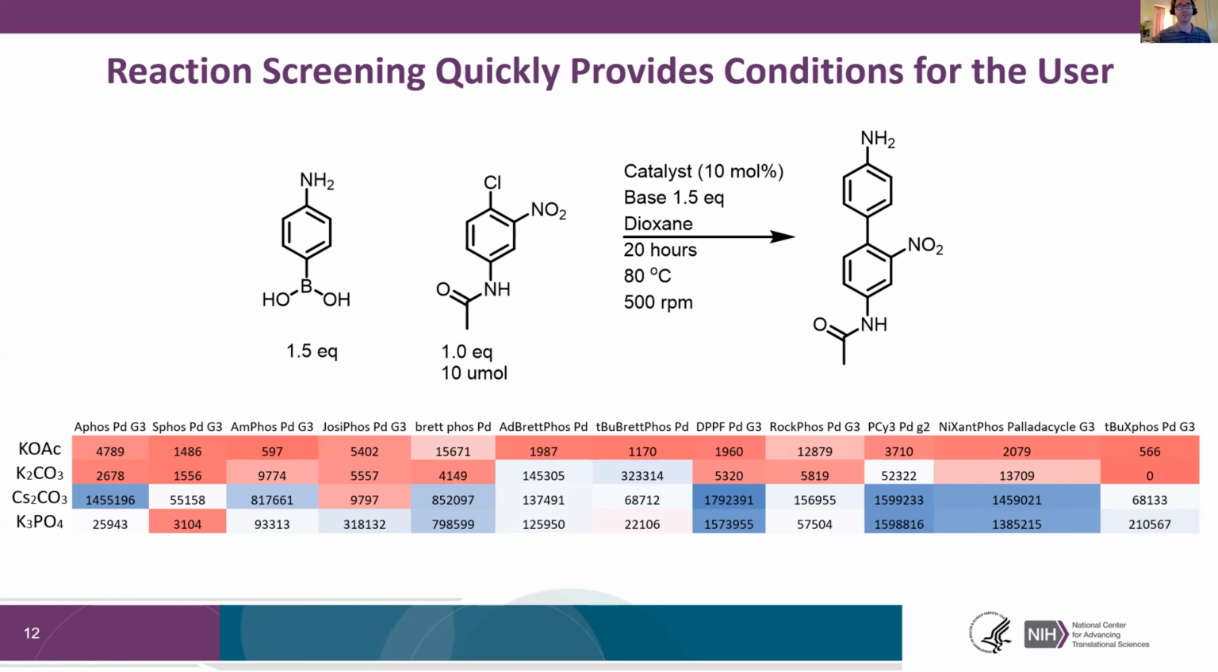And what we can see here is that the base is really important. Cesium carbonate and tribasic potassium phosphate are really the two bases that work with this reaction, and there's a handful of catalysts that also work. And from this data, the user was able to find conditions that they could scale up, and they were happy with the screen that we ran.